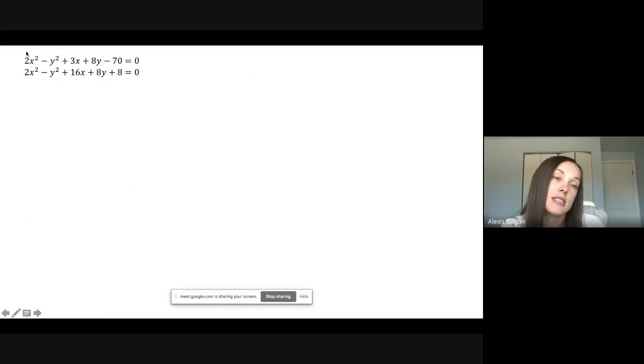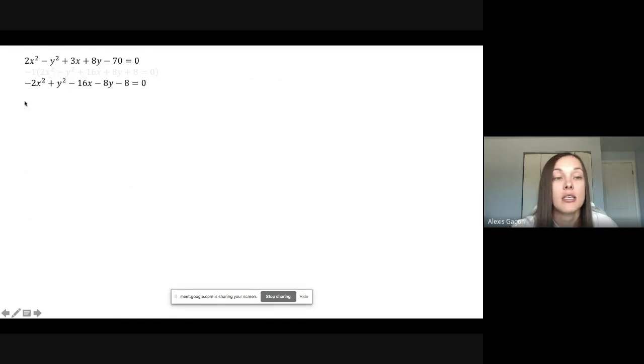Anytime you have like these double x squareds or double y squareds, you'll always notice that something should be able to eliminate if you multiply one of the equations by negative 1. Like you shouldn't have to do a lot. You just multiply one of them by negative 1. So if I multiply that bottom one by negative 1, I end up with negative 2x plus y squared minus 16x minus 8y minus 8 equals 0.